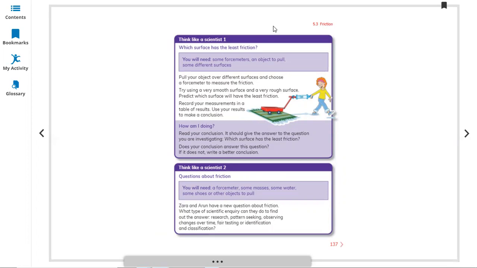Think like a scientist. Two questions about friction. You will need a force meter, some masses, some objects, some shoes or other objects to pull. Here you are not using any water or any kind of liquid or oil. So Zara and Arun have a new question about friction. What type of scientific inquiry can they do to find out the answer? Research, pattern seeking, observing changes over time, fair testing, or identification and classification.